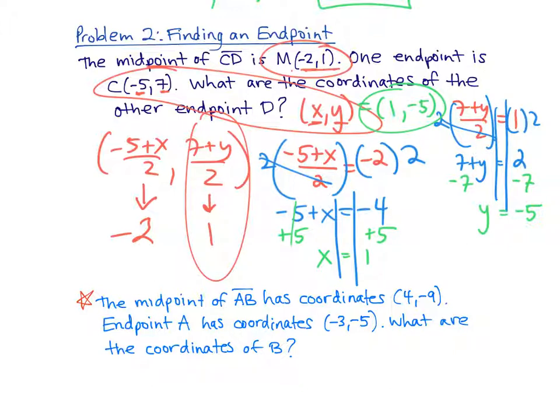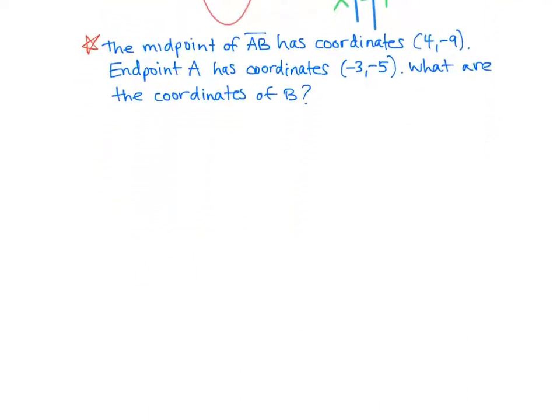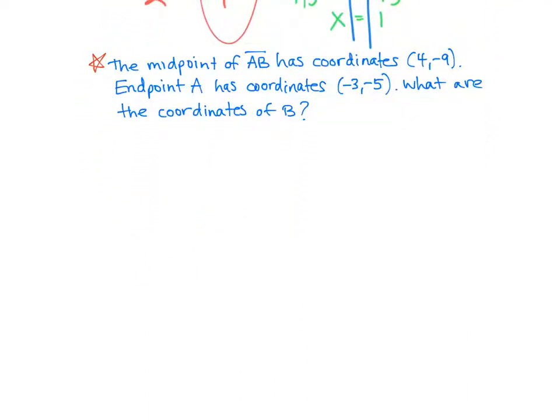So that's a little harder. That's a little bit more algebra in there. So try this one on your own. Here, the midpoint of AB has coordinates (4, negative 9), and then they give the midpoint. They give you coordinates of the midpoint and one of the endpoints, and then try to find the coordinate of the other endpoint. So push pause, try this on your own, and then check back for the solution.